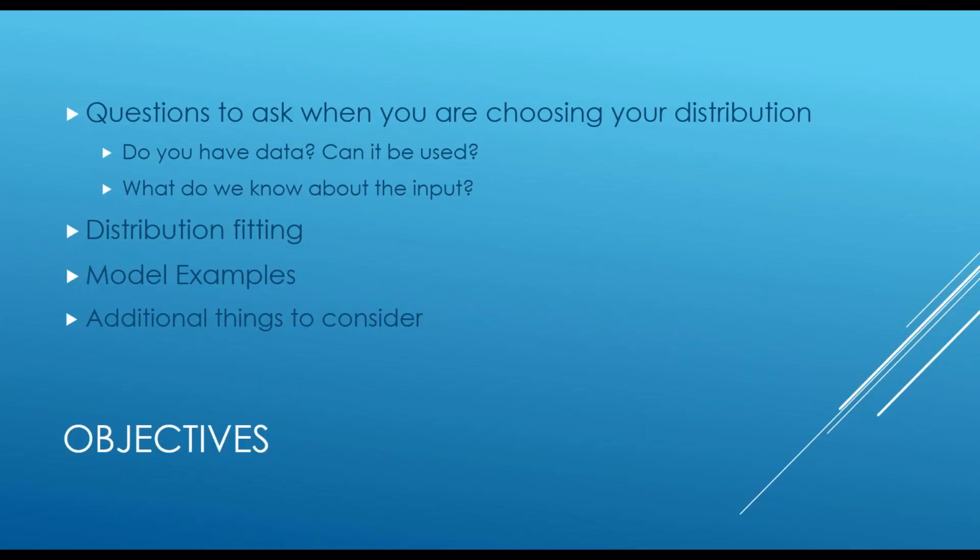So we're going to go ahead and get started here. Our objectives for today are going to be questions to ask when you're choosing your distribution. Do you have data, and can it be used? Or should it be used? What do we know about the input? That's another key question. So that's going to be a more pragmatic approach. I'm going to show you some distribution fitting for when you have data, and I'm also going to show you some model examples so that we can show how to take that pragmatic approach. And then I'll also mention a few additional things for us to consider.